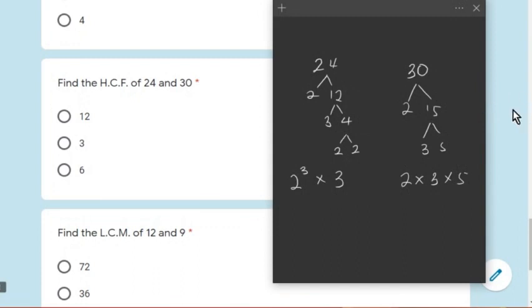Now I am going to choose the common factors, the least powers of the common factors. I can see 2 here and 2 here. So I'll choose the least power, which is 2 to the power 1. And then I can see 3 here and 3 here. So I'll choose the least power, which is 3 to the power 1. And my answer is 6.